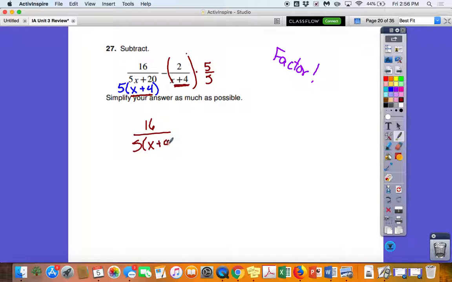I'm just going to leave them factored out. There's your minus. Now over here, when you multiply, you get 2 times 5 is 10, and then you got 5, and then x plus 4. Okay, our denominators are the same.